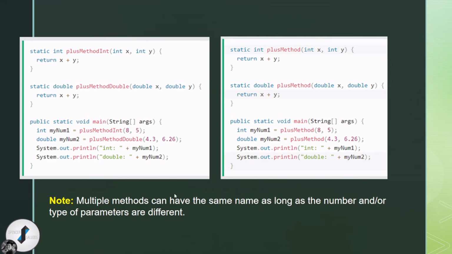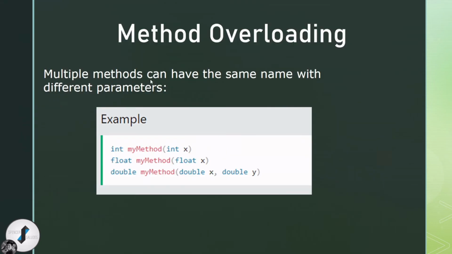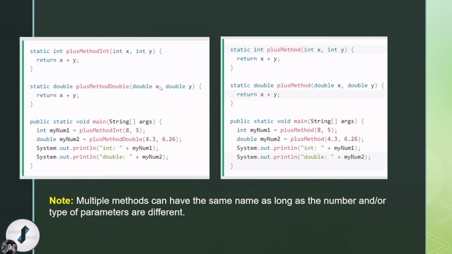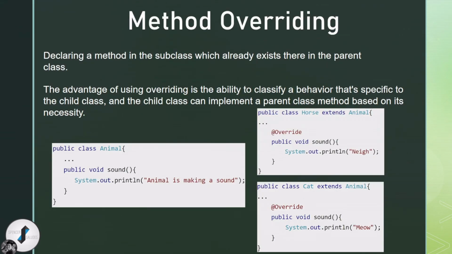So, magkaiba siya. Kung meron kang magkaparehas na method at ang pangalan nila, tapos parehas yung parameters, yun yung magkaka-error. Meron ka pang another plus method int, tapos parehas lang na ang parameter ay dalawang integer, yun ang magkakaroon ng error. Ang method overriding naman is declaring a method in the subclass which already exists in the parent class.